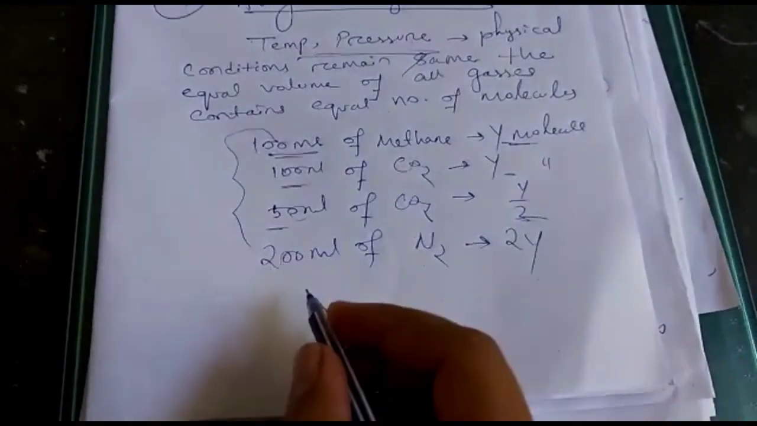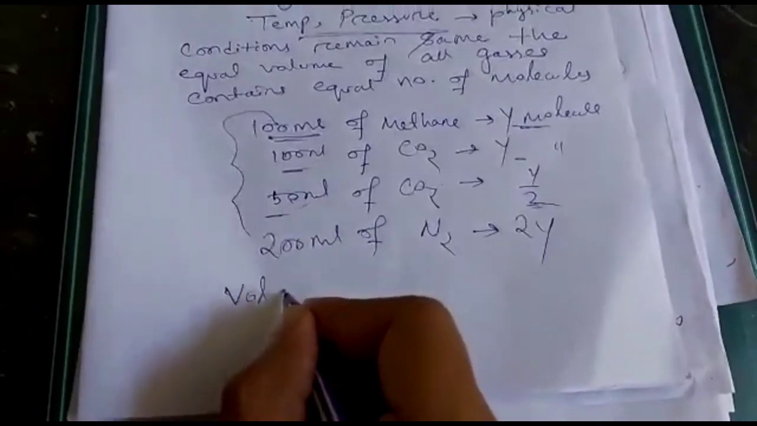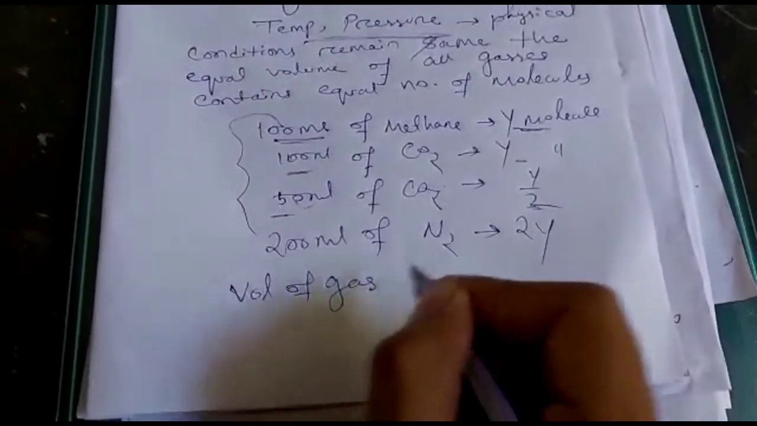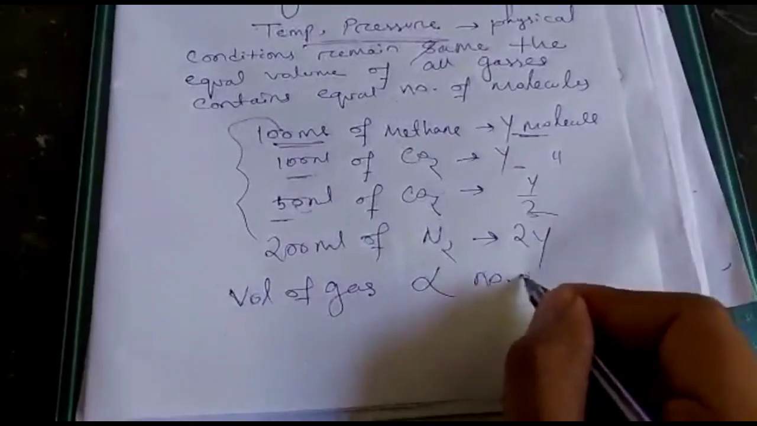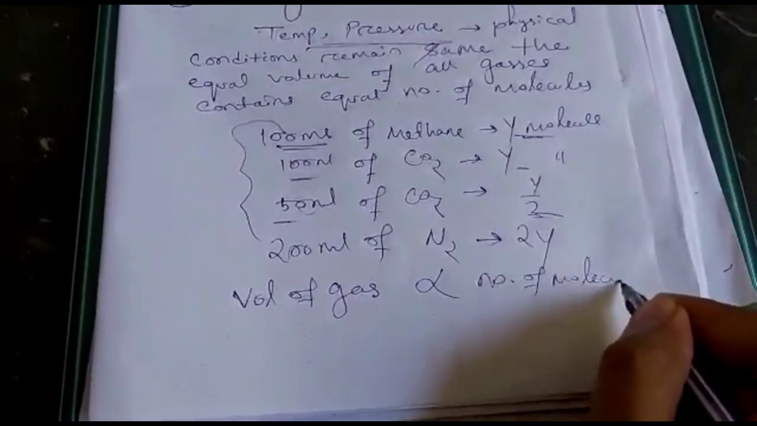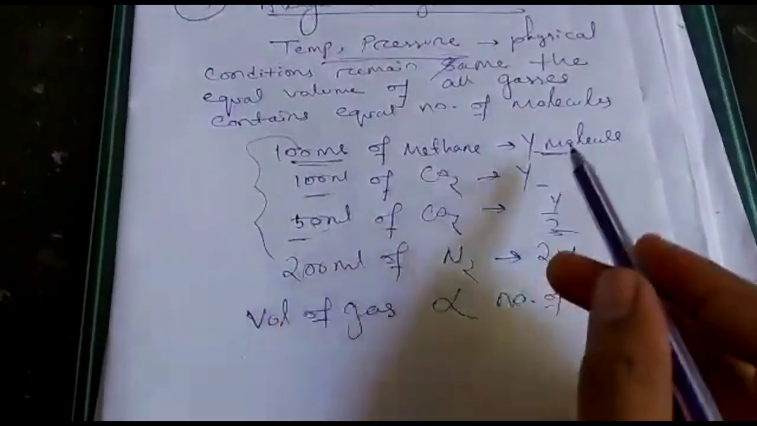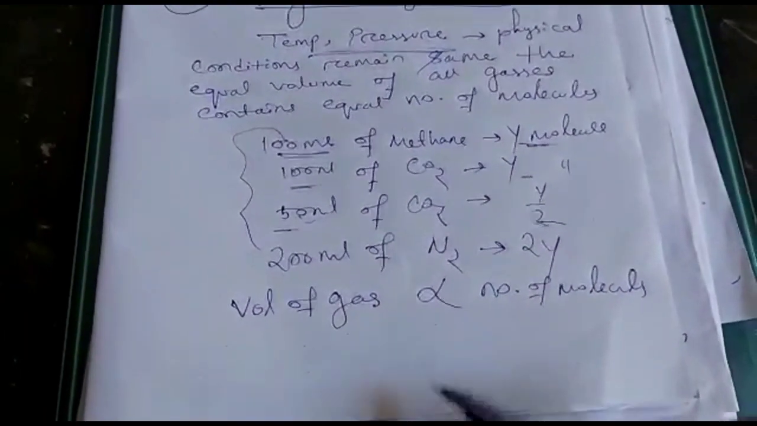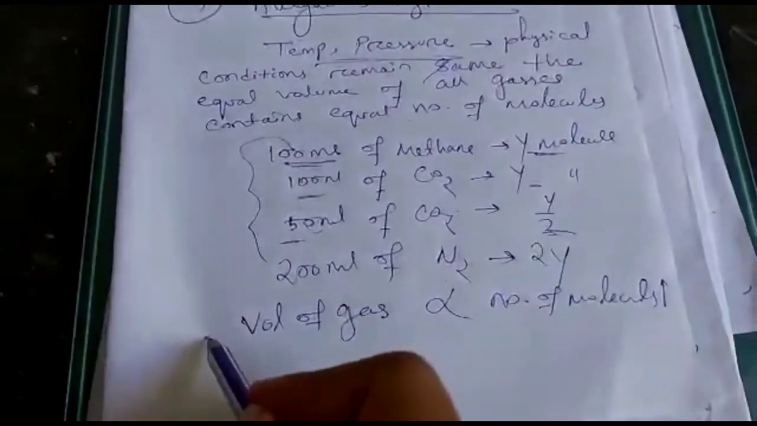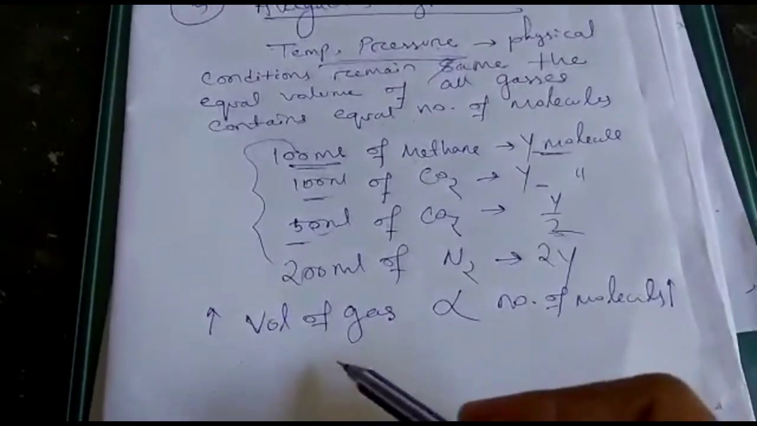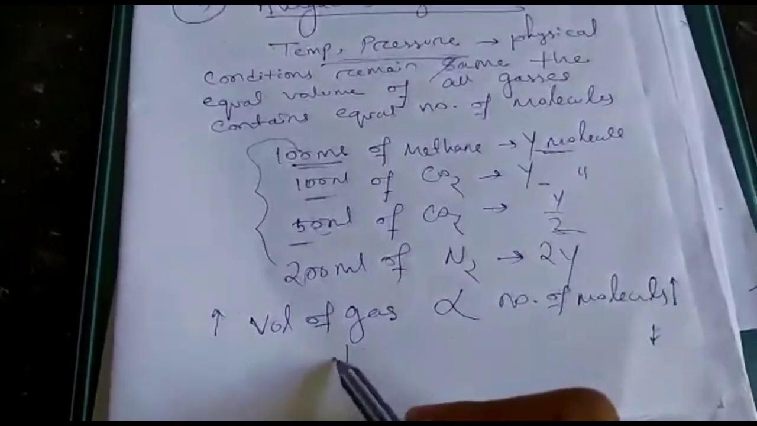So here you can write: volume of gas is directly proportional to the number of molecules. If the number of molecules increases, then the volume of the gas will also increase. If it decreases, then the volume will also decrease.